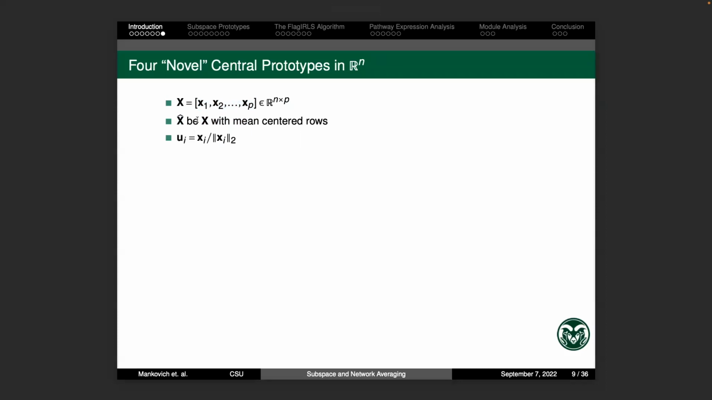Okay, now we're going to make each one of these vectors unit vectors and call each of these unit vectors U. So that's what we're doing. We're just dividing by the norm.